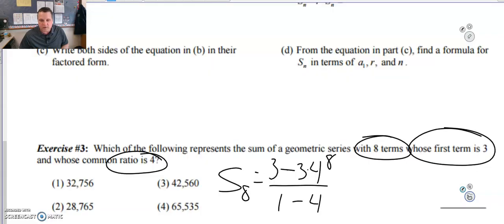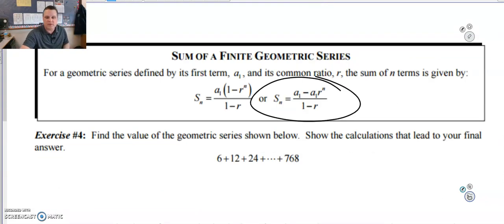65,535. Some of these numbers are large. Don't worry about it. Okay, it can happen. So that is choice 4. Okay. And so like I said, the formula that they give us in the Regents exam is this formula here, and then this is the one we are always going to use. And you always have this accessible.